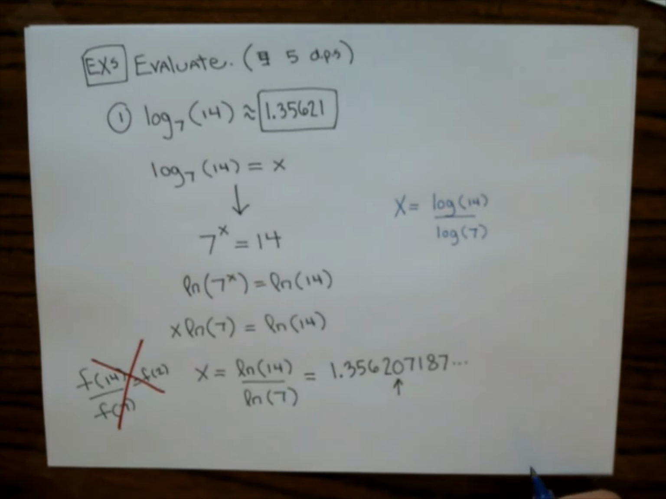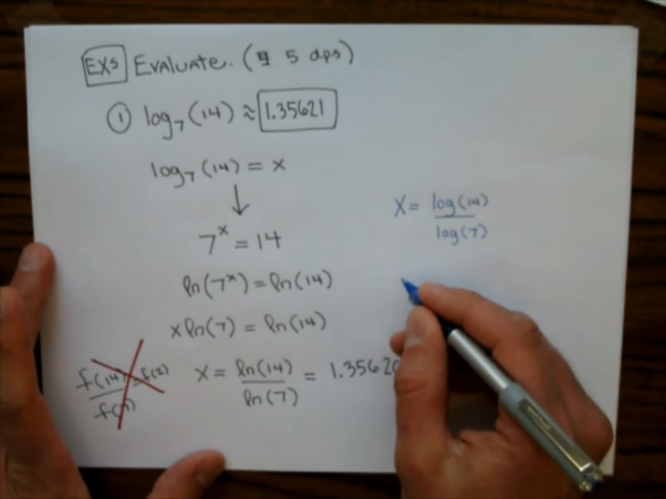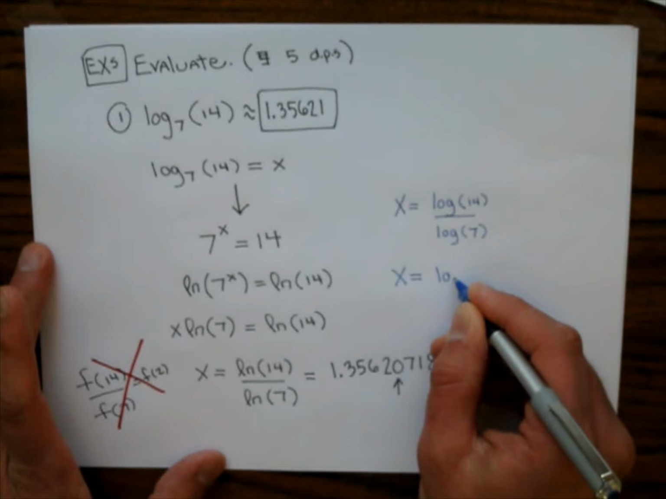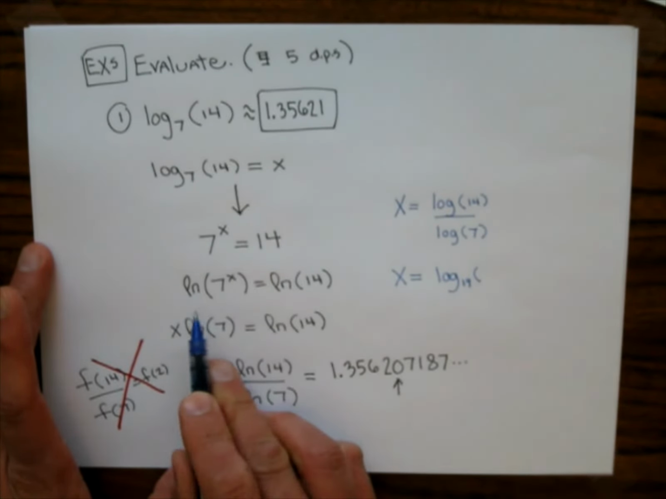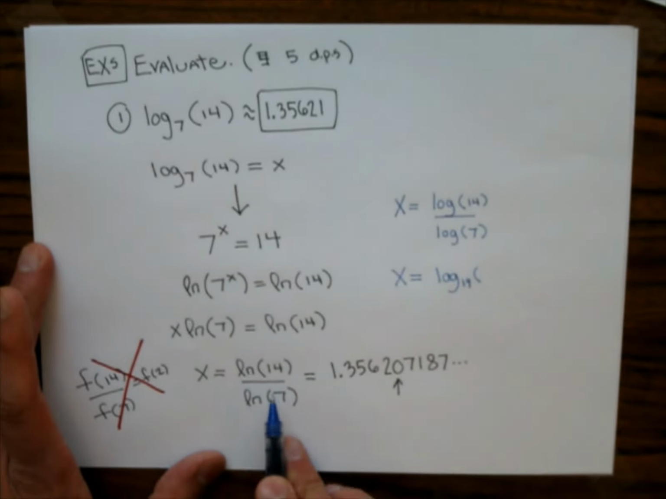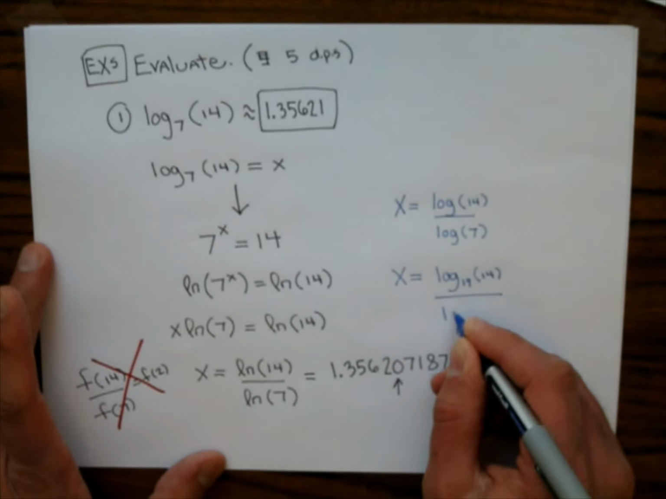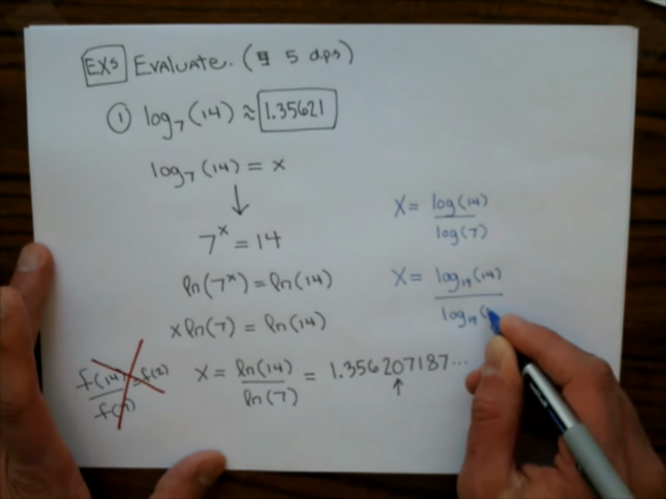Now, maybe you're going to pick up your calculator and see if I was faking it. Well, I could have used any base. Now, my calculator does not have log base 19, but I could have changed it. I could have taken log base 19 of both sides and carried through, and I would have had log base 19 of 14 over log base 19 of 7.